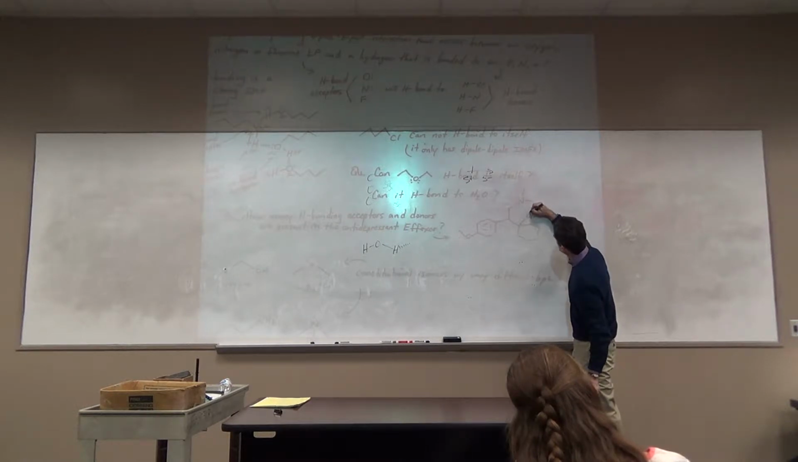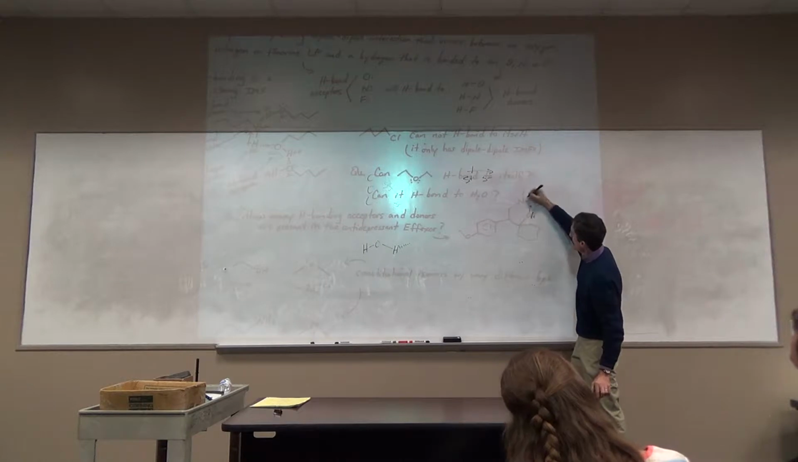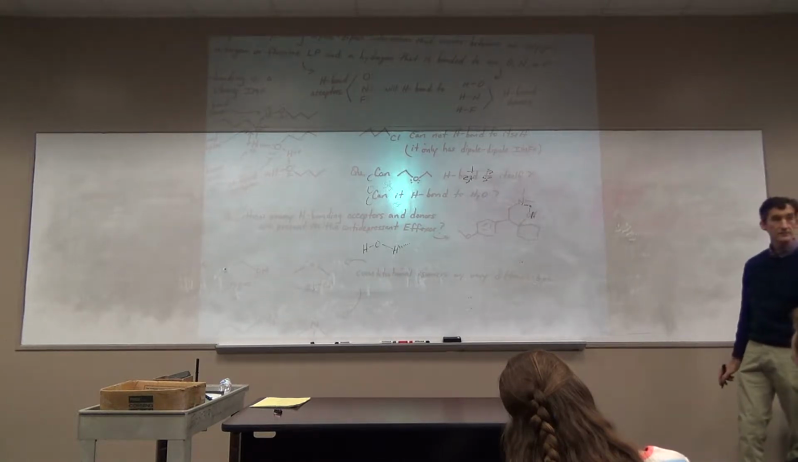Well, if we drew this bond sort of out instead of condensed like this, and there's a lone pair sitting here, can you see that right there? That lone pair can interact with that H, and that's a hydrogen bonding IMF, right?